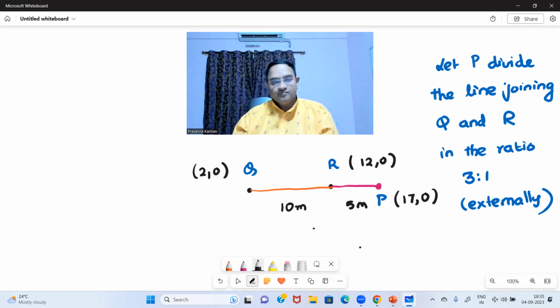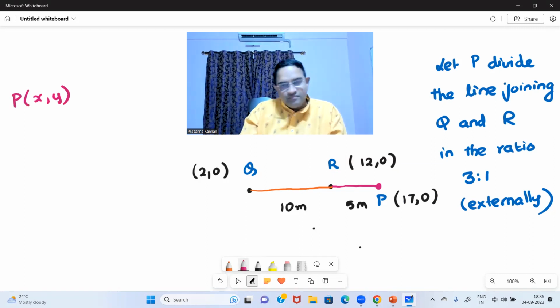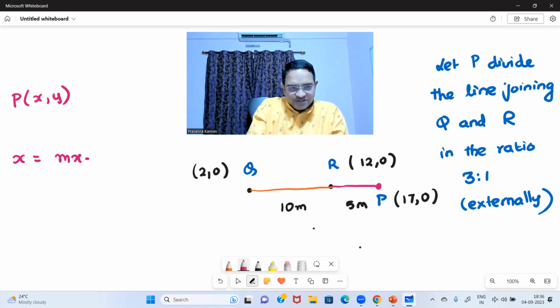17, 0. Okay. Because it's a very simple thing, I just predicted it immediately. How do you do it? Using the external division formula. Let me tell you. So let's find the point P, (x, y). Okay, how do you find x? x is equal to m into x2 minus n into x1 divided by m minus n. Okay.